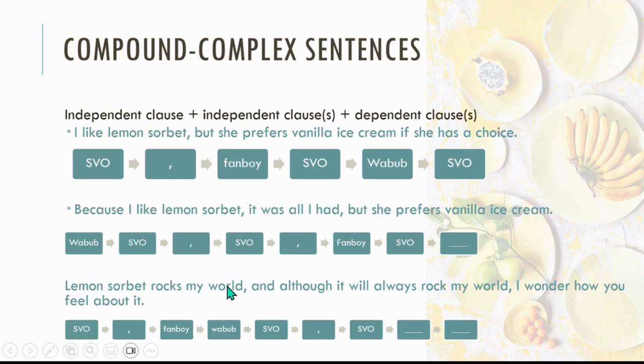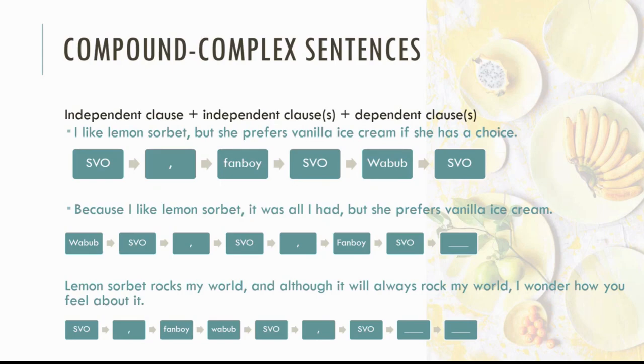So we have subject, verb, object, comma, fanboy, a wabub, subject, verb, object, comma, subject, verb, object. And I'm sorry, I gave extras there as well. You don't have to put long lines at the end of your sentences. These are just different ways that you can combine compound and complex sentences, different ways that you can combine independent and dependent clauses.